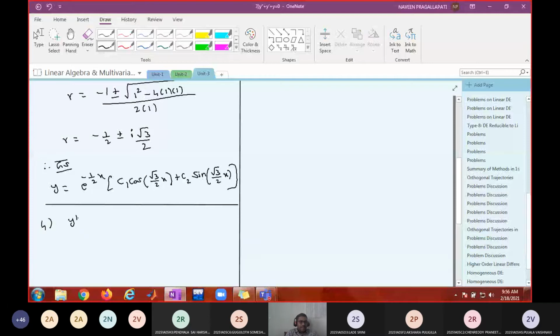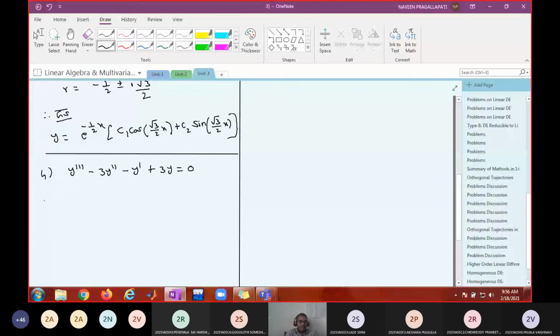y triple dash minus 3y double dash minus y dash plus 3y equal to 0. Now it's a third order differential equation. So can I write the equation directly? D cube minus 3d square minus d plus 3 of y equal to 0. Do you agree or not? This is in the form f of d of y equal to 0.